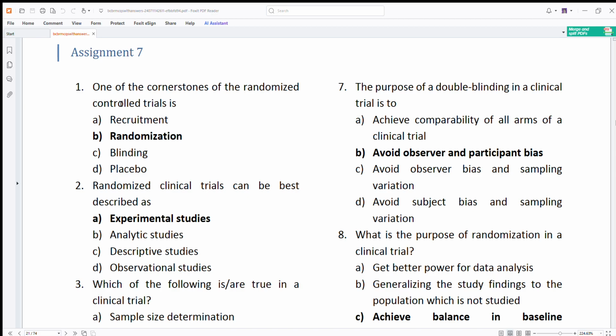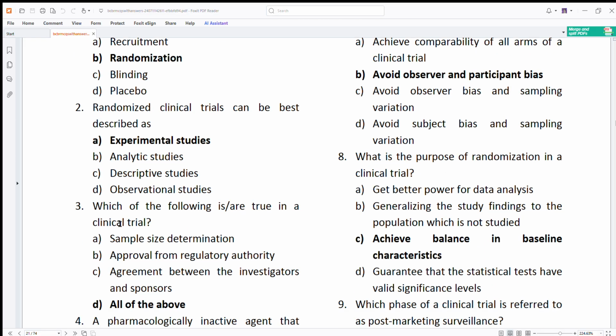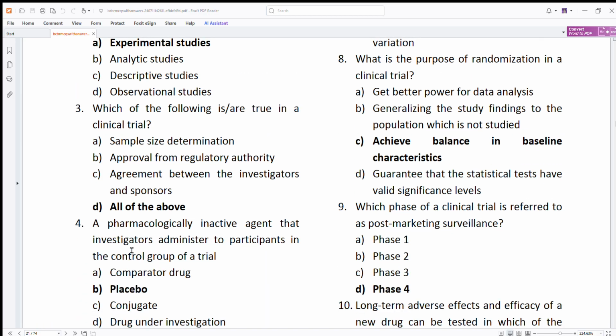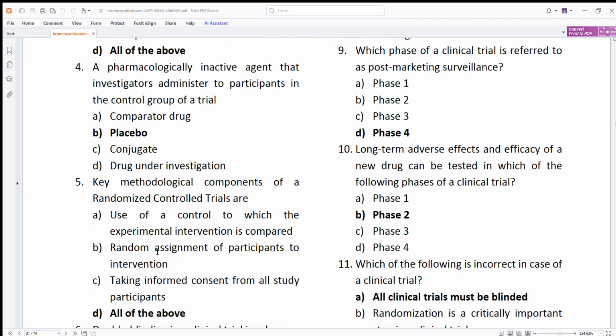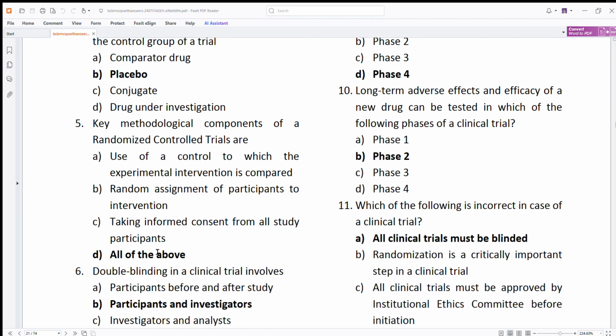One of the cornerstones of a randomized control trial is randomization. I told you this. Extremely important. Randomized clinical trials, experimental. In a clinical trial, all of the sample size, approval, agreement, yes. A pharmacologically inactive agent that investigators administer in the control group: placebo, control. Key methodological components of a randomized control trial are all of the above, use of a control.